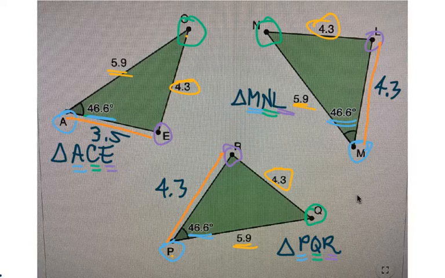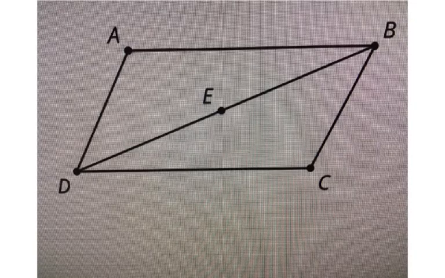So now I want to look at this next slide. And now we've got this figure right here. This is a parallelogram, but actually it's two triangles that have been rotated. I am now looking at slide number 10 on this Desmos activity. And basically it says, okay, triangle ABD is a rotation of triangle CDB.